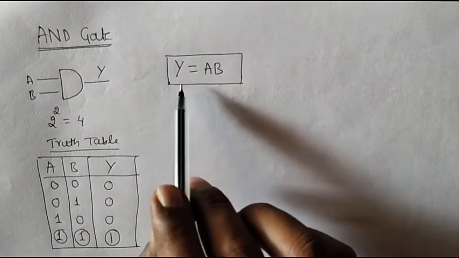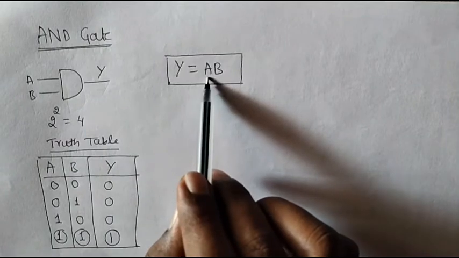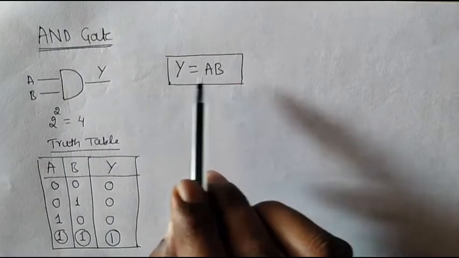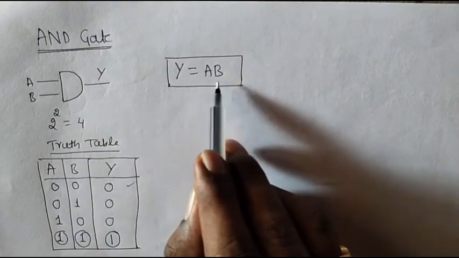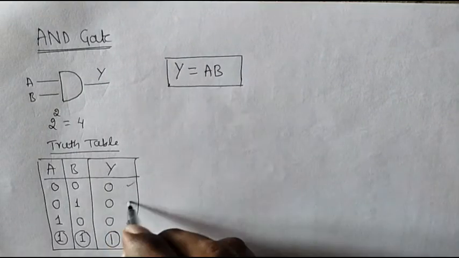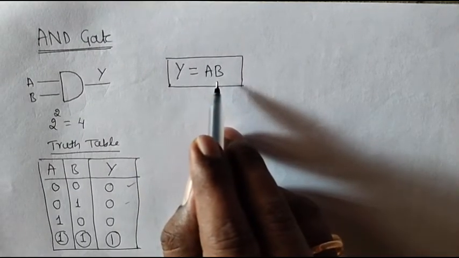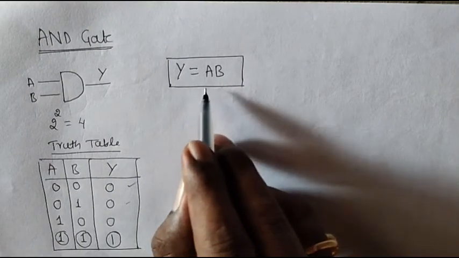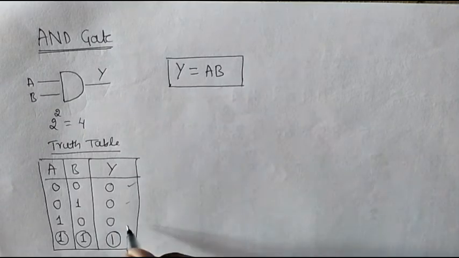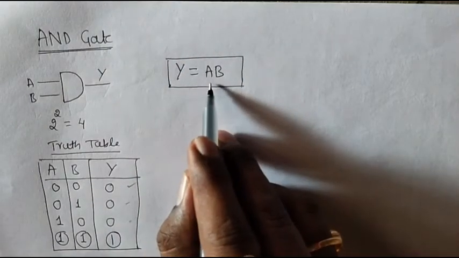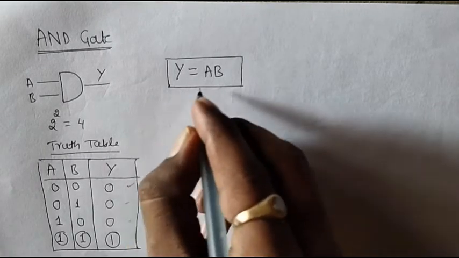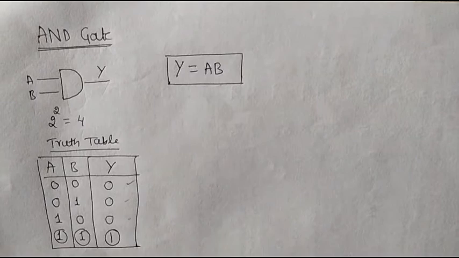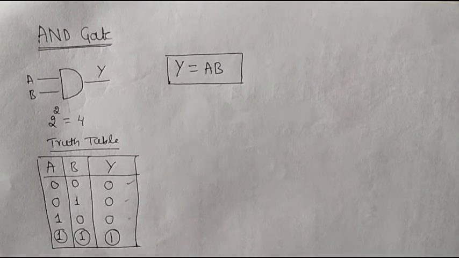We can verify here, when A is 0 and B is 0, Y is 0. This is verified. When A is 0, B is 1, Y is 0. It is like multiplication operation. When A is 1, B is 0, Y is 0. When both are 1 1, 1 dot 1 is nothing but multiplication between 1 dot 1 is 1. That is Y is equal to 1. So Y equal to AB is the Boolean expression for AND gate.